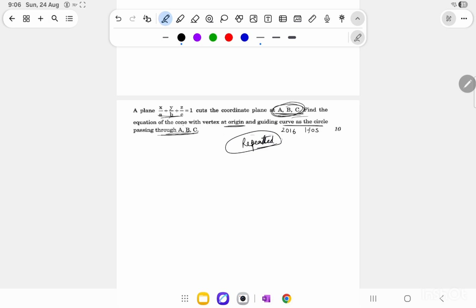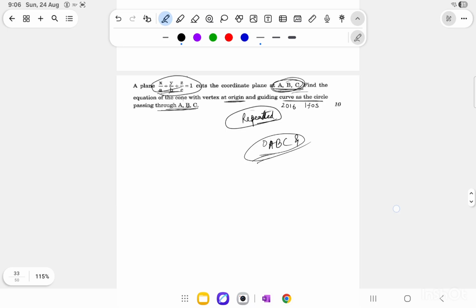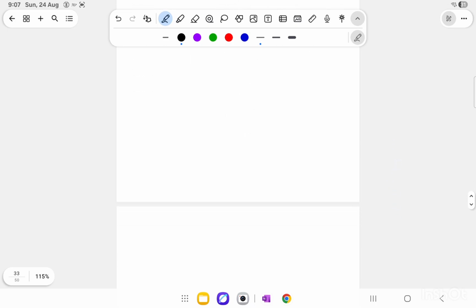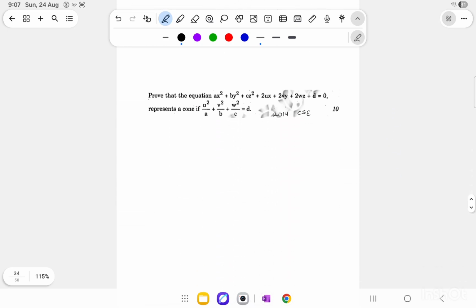We have done a similar question above. Our guiding curve will be the intersection of the sphere OABC and the given plane. That will be the circle formed by the intersection of the sphere OABC and the plane. Using that, you can easily find the equation of the required cone. So let's move on to the next question.